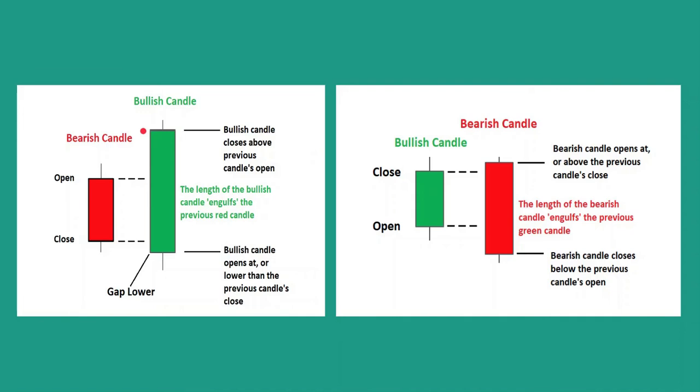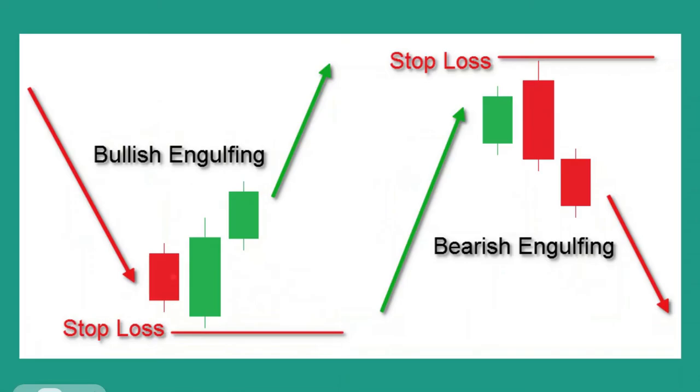If the market is solid, the lows of the bullish engulfing pattern should be a support. So for those of you who want to enter a long trade based on this pattern, you should put your stop loss right below the low of the bullish engulfing pattern.